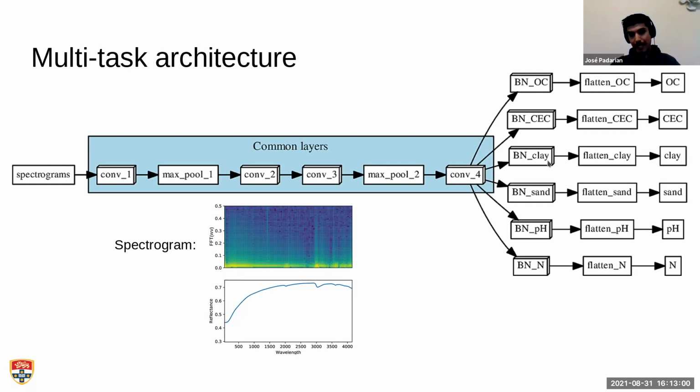And here we have the architecture of the neural network. And so, some of the things that might be different from the initial drawing that I show you of a neural network is here we have some common layers. So we have a series of convolutional layers and some other layers in between as well. They're not that important right now. And once we have all these common layers, we have different branches, one for each of the soil properties that we're trying to predict.